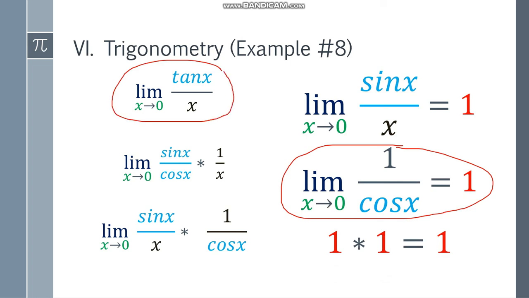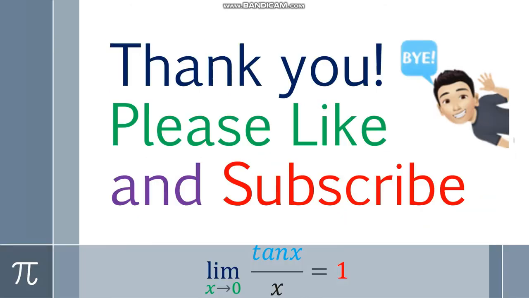So if we have the question like the limit of tan x over x as x approaches 0, the answer will be 1. And that's the end of the lesson on how to find any limit.